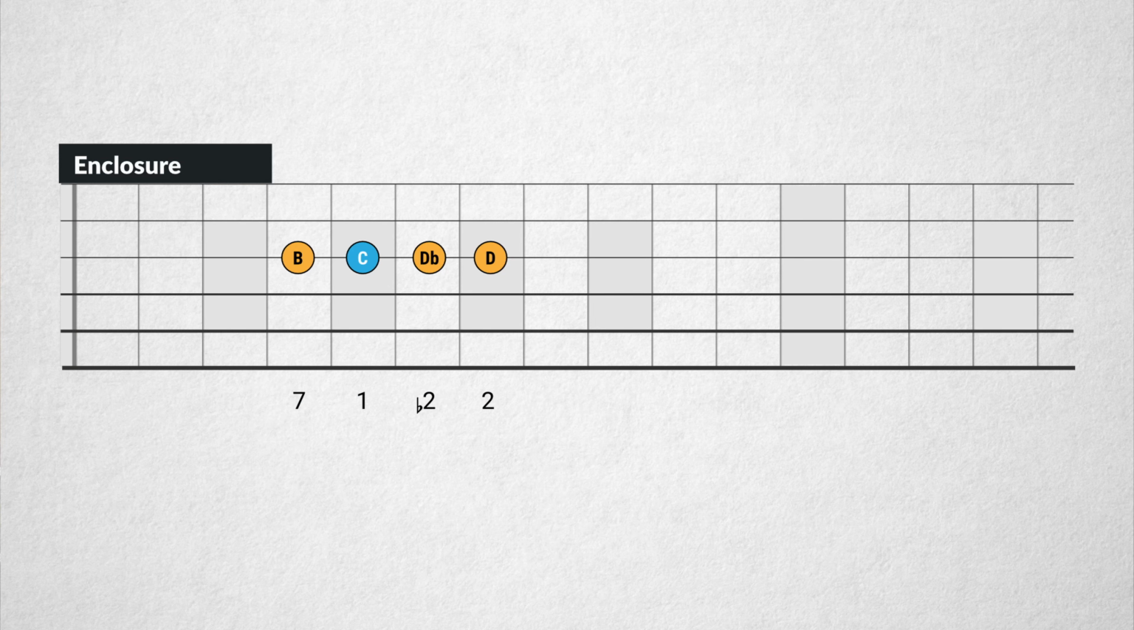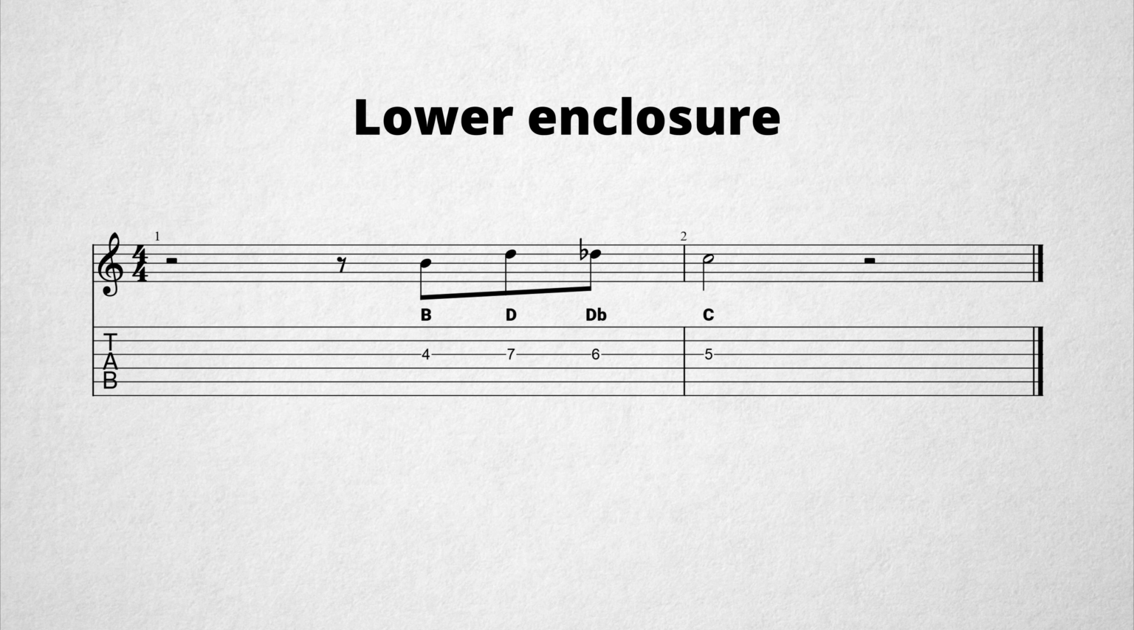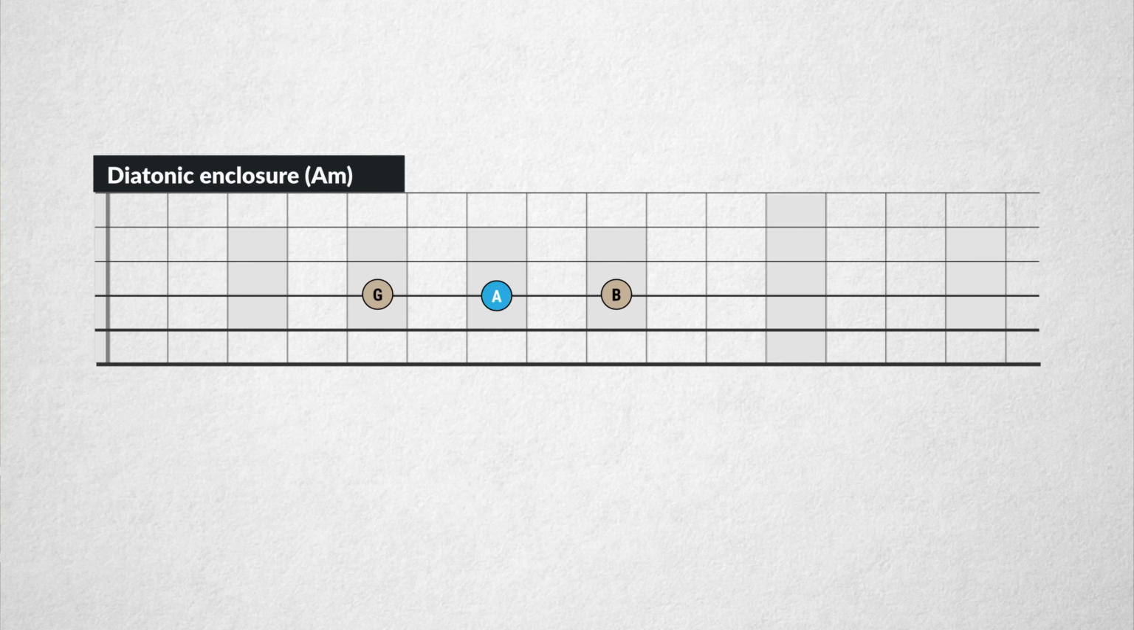In any case, we have either an upper or a lower enclosure. The upper enclosure starts on a note above the target note, and the lower enclosure starts below the target note. Besides that, we can distinguish diatonic enclosures, where the target note is surrounded by notes from the scale or key. And there are also chromatic enclosures that use chromatic notes outside the key, close to the target note. And there are mixed enclosures, where we use diatonic and chromatic notes that surround the target note.